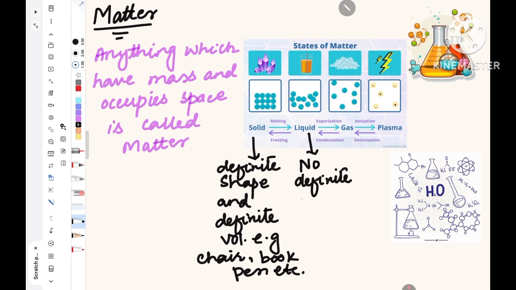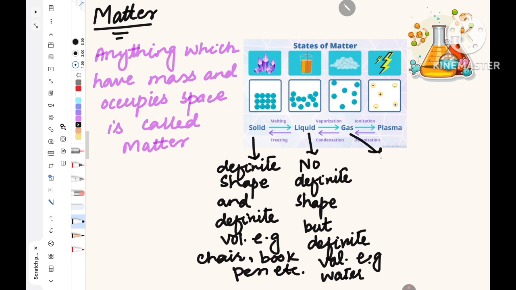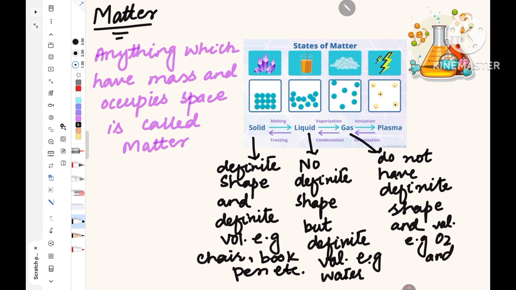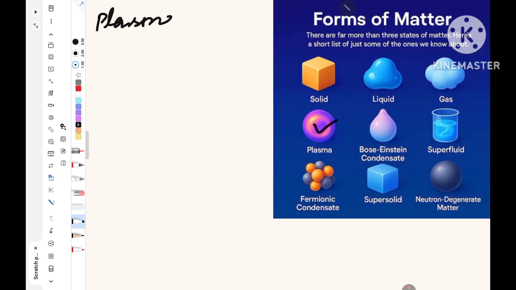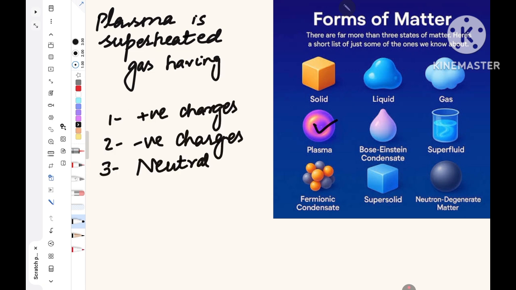Liquid is defined as a state of matter that does not have definite shape but has definite volume. While gas is the state of matter which does not have definite shape and does not have definite volume. For example, carbon dioxide and oxygen. Plasma is a superheated form of gas having positive charges, negative charges, neutral atoms and free radicals.